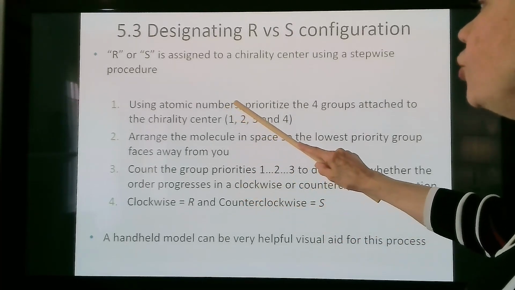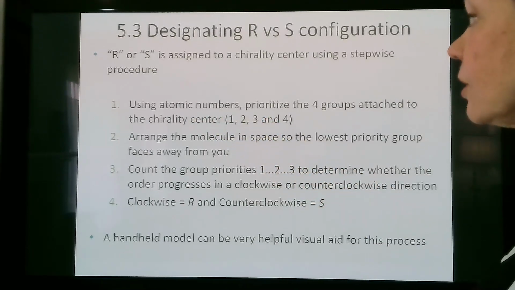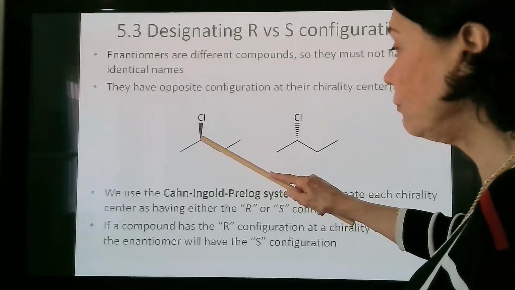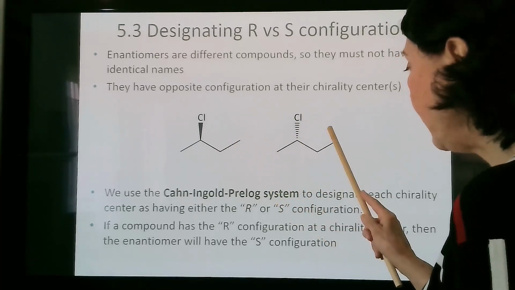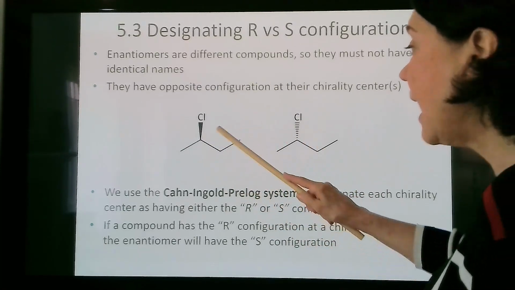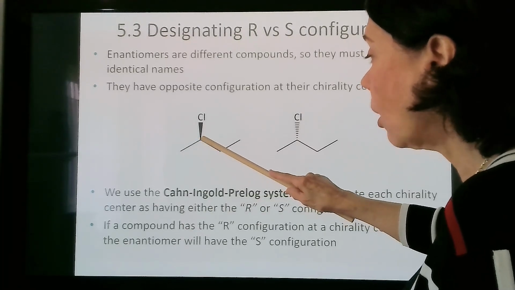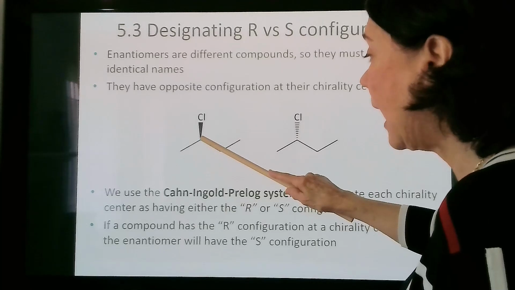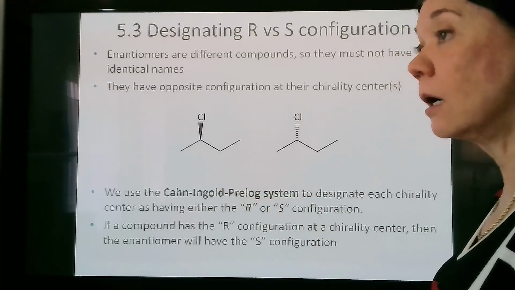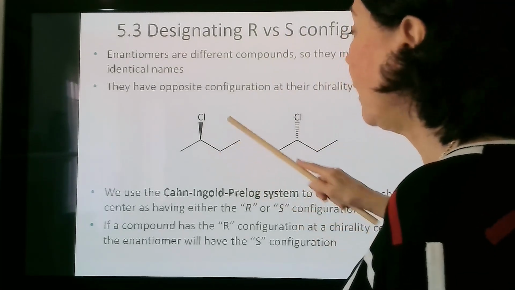First you have to prioritize the 4 groups attached to the chirality center. So let's go back here and prioritize these 4 groups. Let's use this one, not the one on the right. These are going to be opposite. If this one is R, that one will be S. If this one is S, that one will be R. And it will be named according to this chiral carbon. The attachments at this chiral carbon will determine whether this center and that molecule are R or S. So the first thing we do is prioritize these groups.